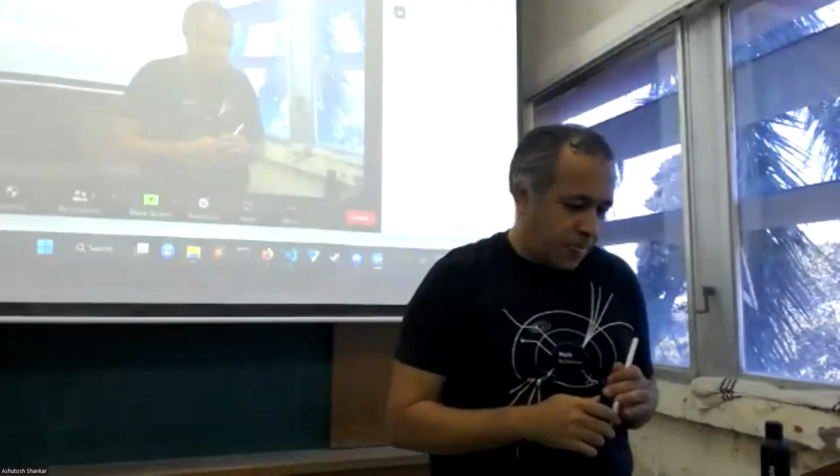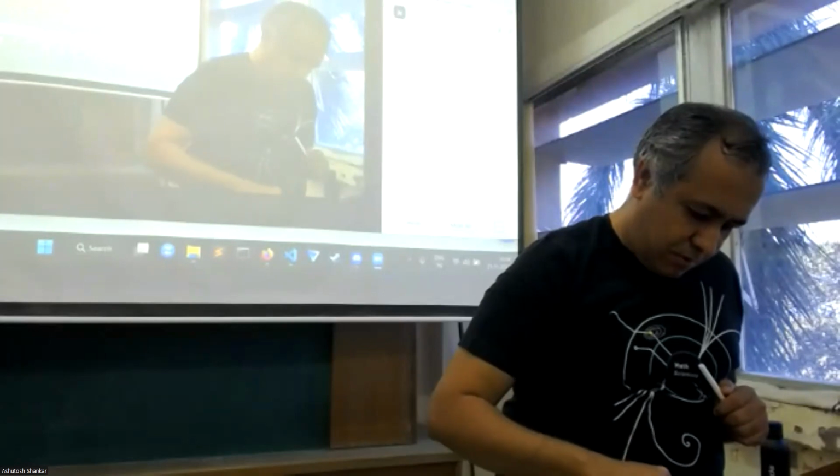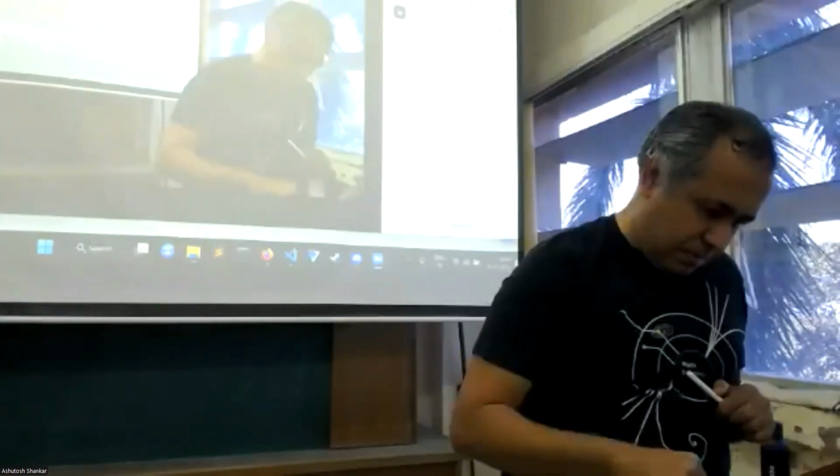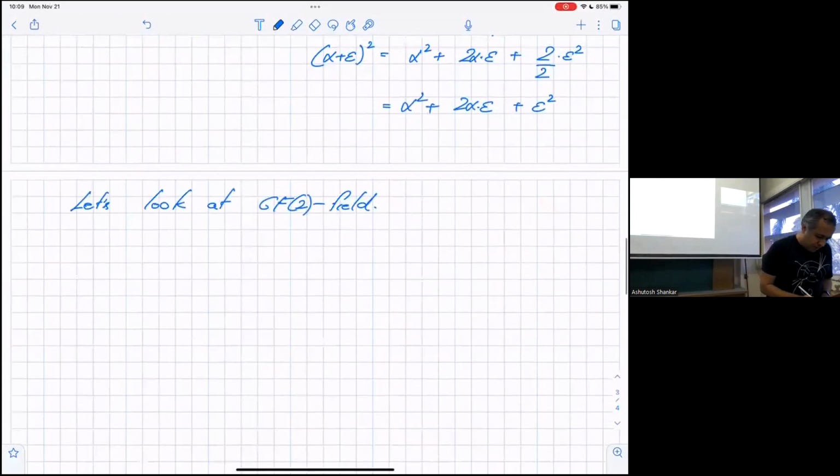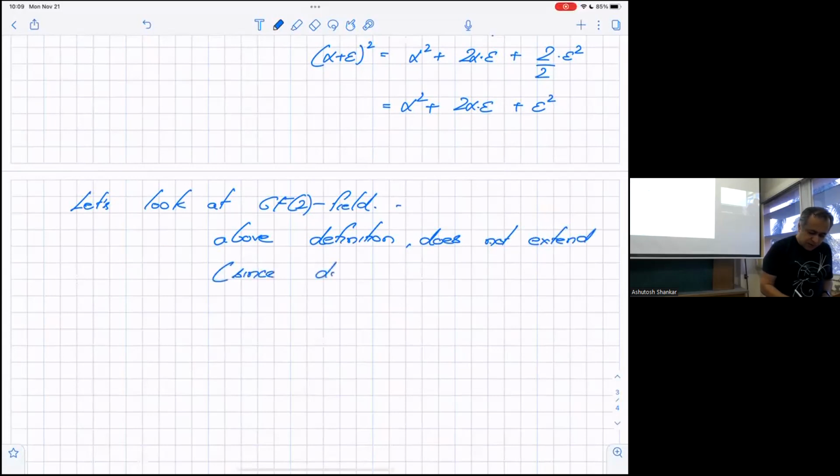So to avoid all of this, since we'll eventually be using the Taylor approximation, we'll define derivatives the way Taylor's expansion tells us to. So the above definition does not extend, and the main problem, as we point out, is that division by r factorial might not be feasible.